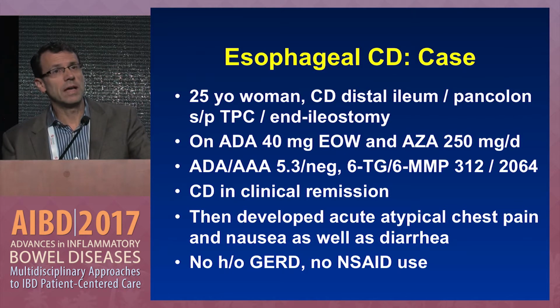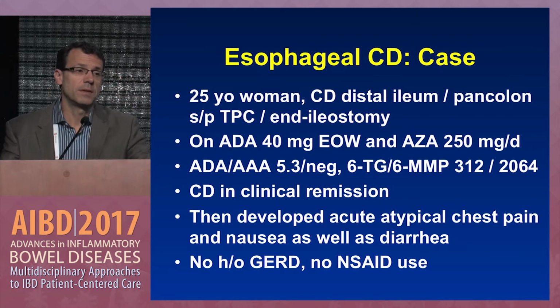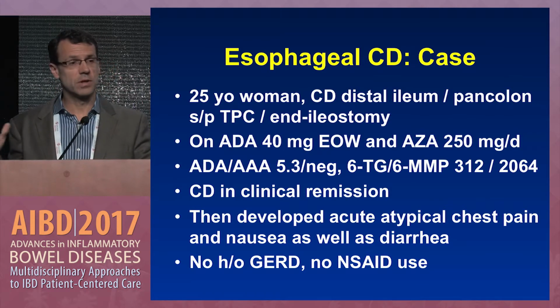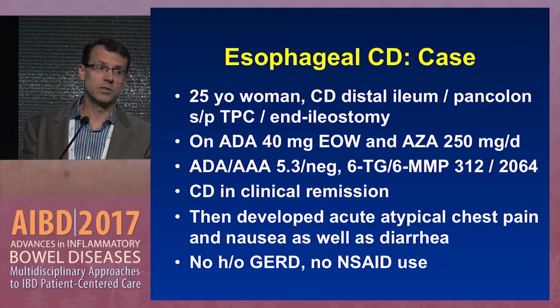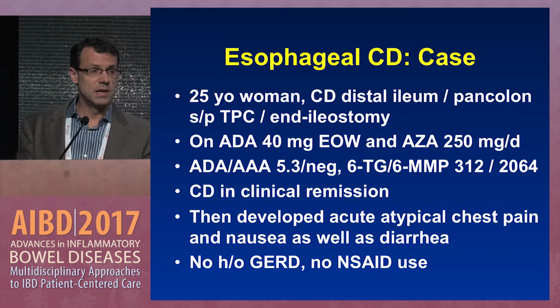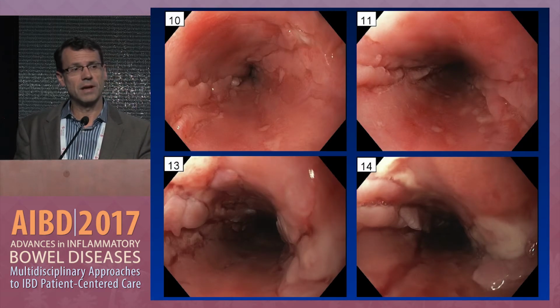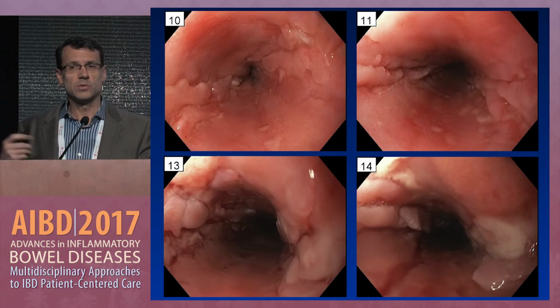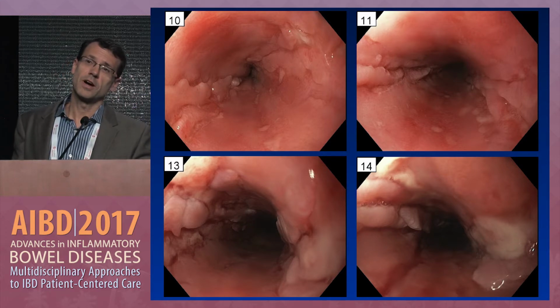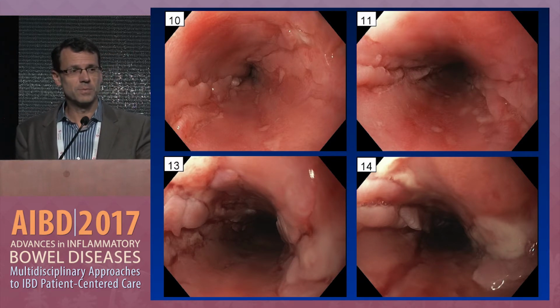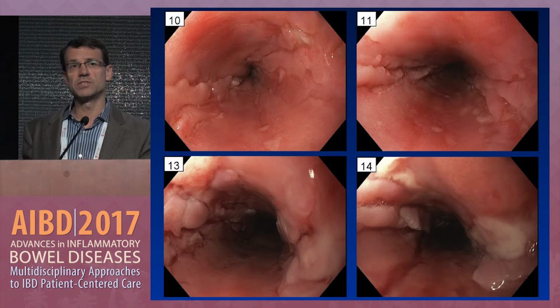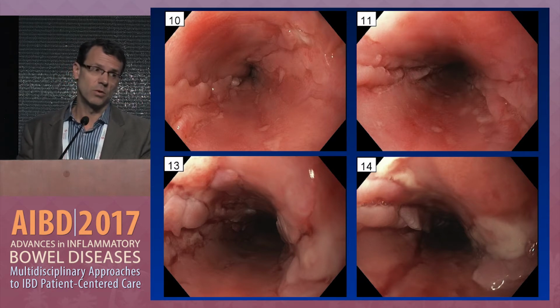Life had gotten in the way, and she hadn't been in for an endoscopy in quite a while. Then she acutely developed atypical chest pain and nausea, as well as some diarrhea, and importantly, she had no history of GERD or NSAID use. And this is her upper endoscopy. This was done before I knew I needed to do a talk with videos, so therefore these are just pictures. But she had pan-esophageal severe ulceration, really horrible looking.